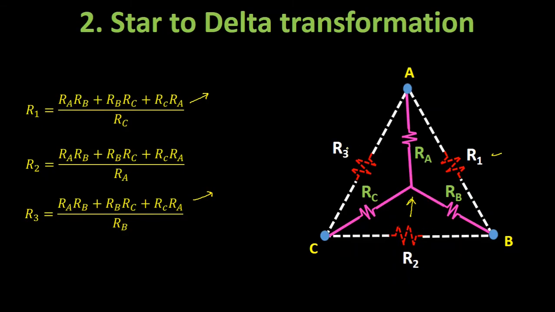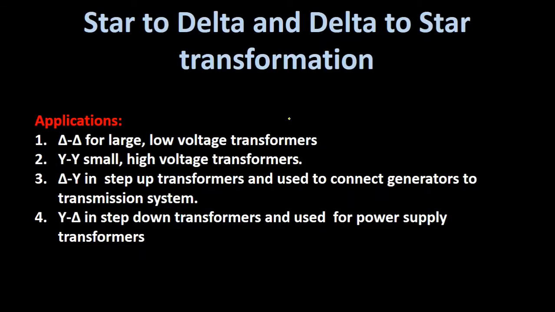This is R3 and the front resistance to this R3 is RB. So in the denominator we have RB. In this way we can find out the delta connected network resistances directly from the circuit. Okay. Next one is applications.